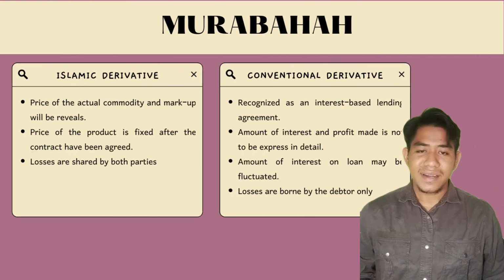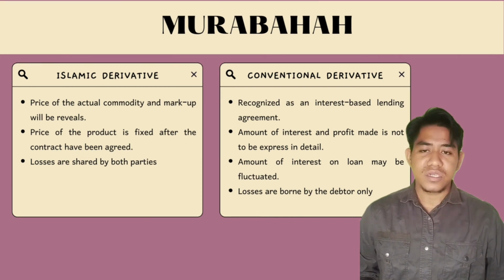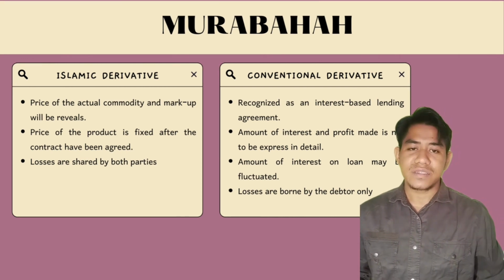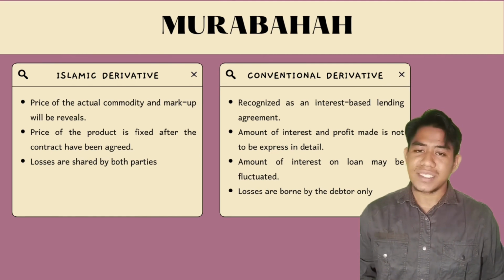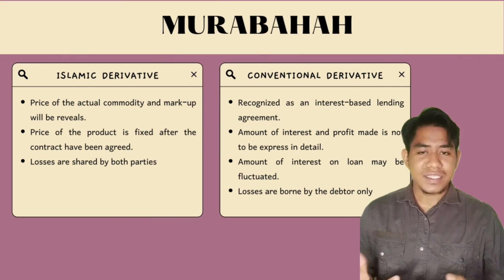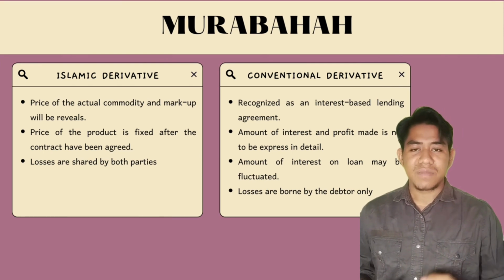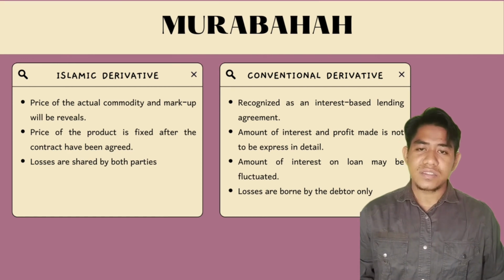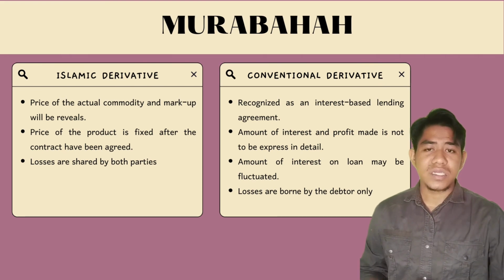In addition, murabahah can be defined as a contract in which the price of the actual commodity and the markup will be revealed. In a murabahah contract, the losses will be shared by both parties. Nevertheless, the conventional derivative recognizes this contract as an interest-based lending agreement. The amount of interest and profit made is not expressed in detail, while all the losses will be placed on the debtor's shoulder.